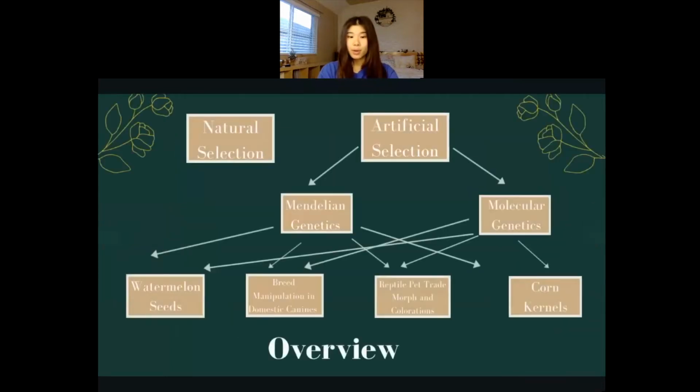So today we're going to be talking a lot about artificial selection, but we're also going to be talking a little bit about natural selection and how it's different from artificial. Examples such as corn kernels, reptiles, the breeding of domestic canines, and watermelon seeds will serve as examples that will cover the molecular and the Mendelian genetics of artificial selection.